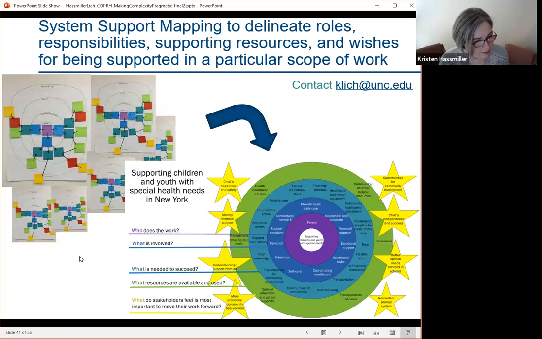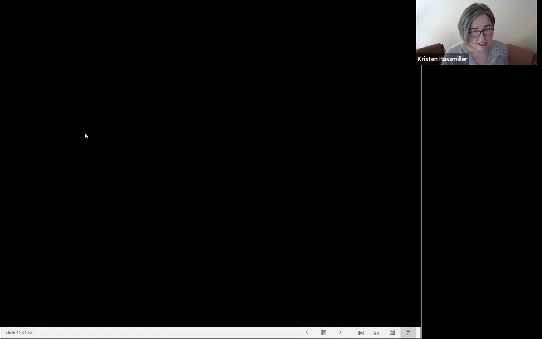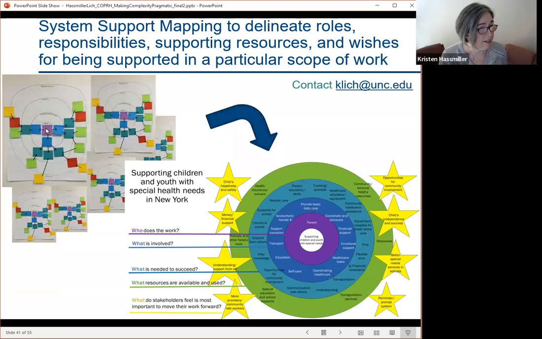Another structured systems inquiry that we use is system support mapping. This is a systems thinking method that is really meant to help individuals, over here on the left, make a map that helps them do a very deep dive. Within a given scope of work, they have to first name their role. What's their role in it? Are you a care coordinator? Are you a parent? If we're trying to think about how to support kids with special healthcare needs, are you an audiologist? Are you a local health department director? Name your role in 1 to 4 words on the purple sticky.